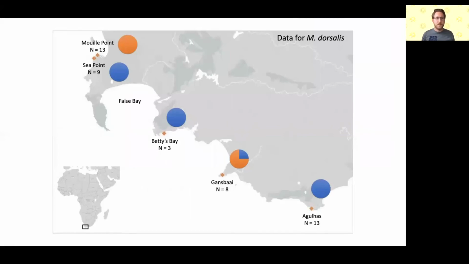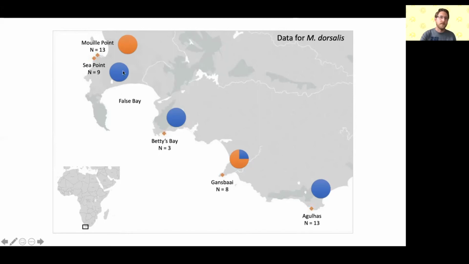In space, this is what this looks like. This is the region where I took the samples. It's the western cape of the southern portion of South Africa. And the 2 areas I want to draw your attention to are Muli Point and Sea Point up in the top left. These 2 areas are only tens of meters apart. They're effectively one location.